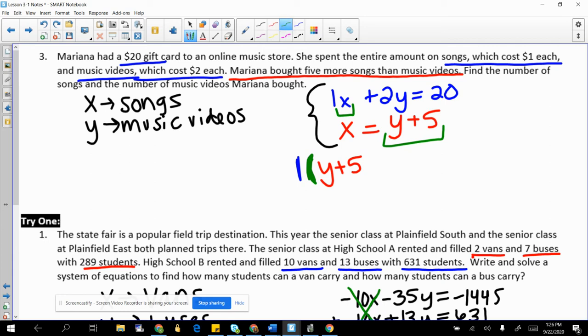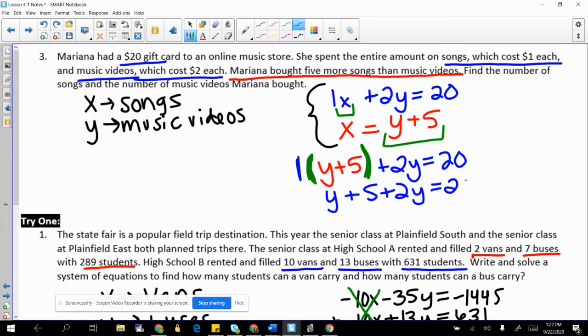Whoops, I meant to do that in green. That's okay. And then plus 2y equals 20. So again, I use substitution there. I just substituted that in for X. And if I distribute a 1, it's not going to do anything. So I'm just going to rewrite that as Y plus 5 plus 2y equals 20.